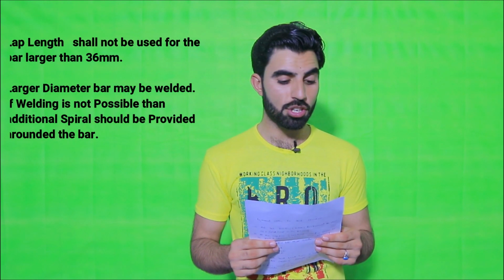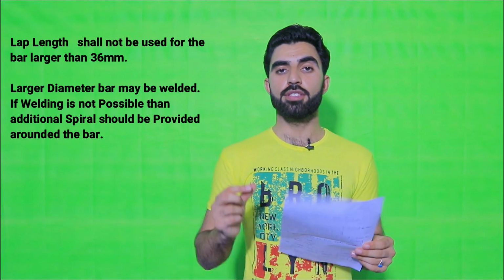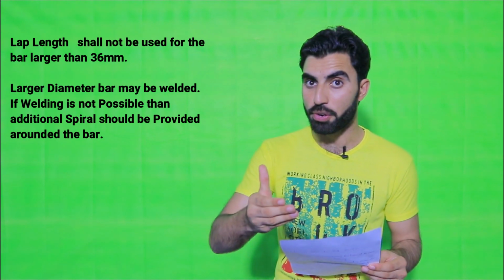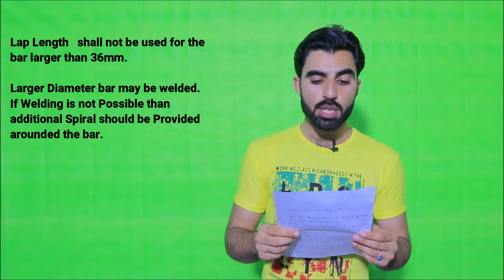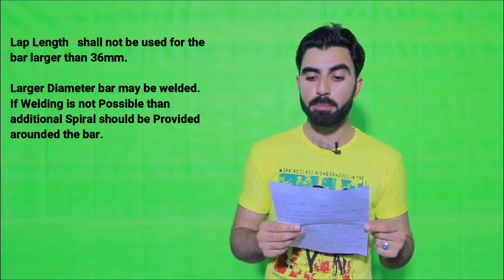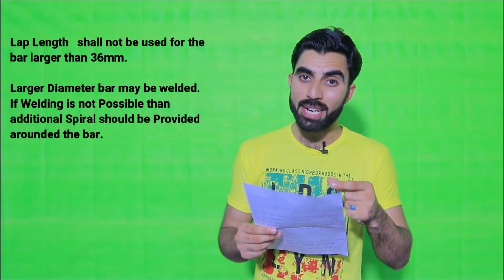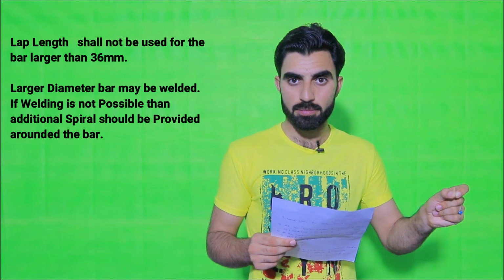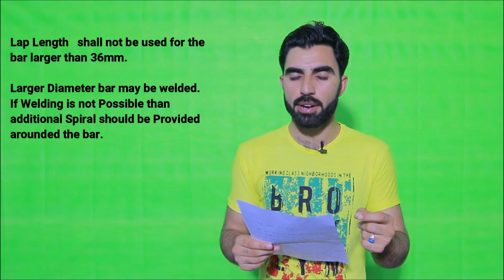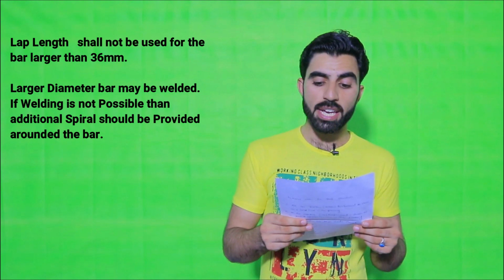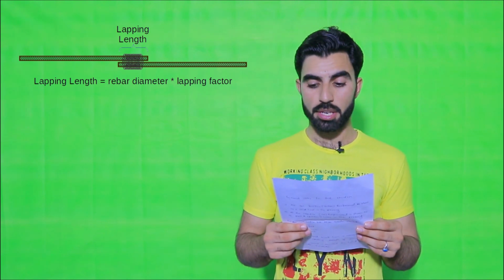This is the sixth point. Lap length shall not be used for a bar larger than 36 millimeter. As I told you in many videos, lapping should not be allowed if the diameter of the steel is more than 36 millimeter. So what should we do? For larger diameter, it means more than 36 millimeter bar diameter, the bars may be welded. If it is not possible to weld the steel bars for overlapping, then additional spirals should be provided around the lapped bar, as you can see in the picture. We need additional spirals around the lapped length where required, but lapping of steel bars more than 36 mm in diameter is not allowed.